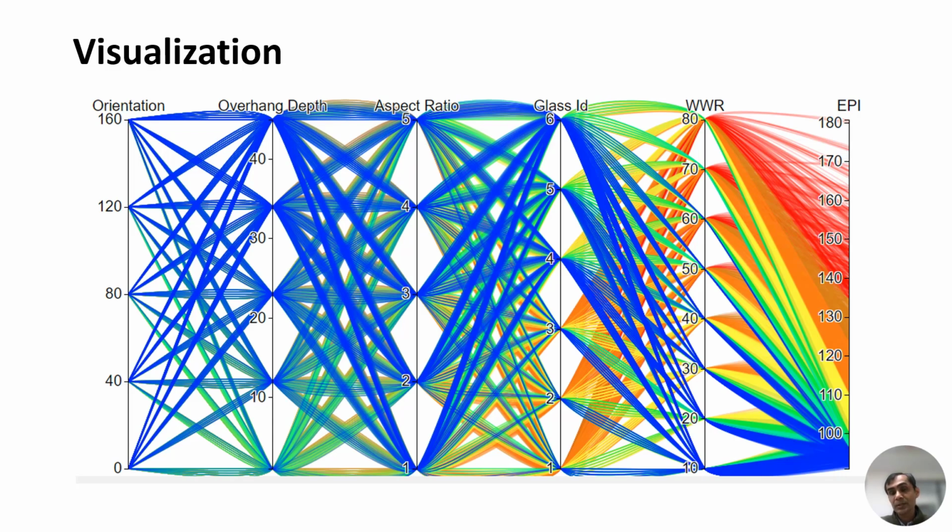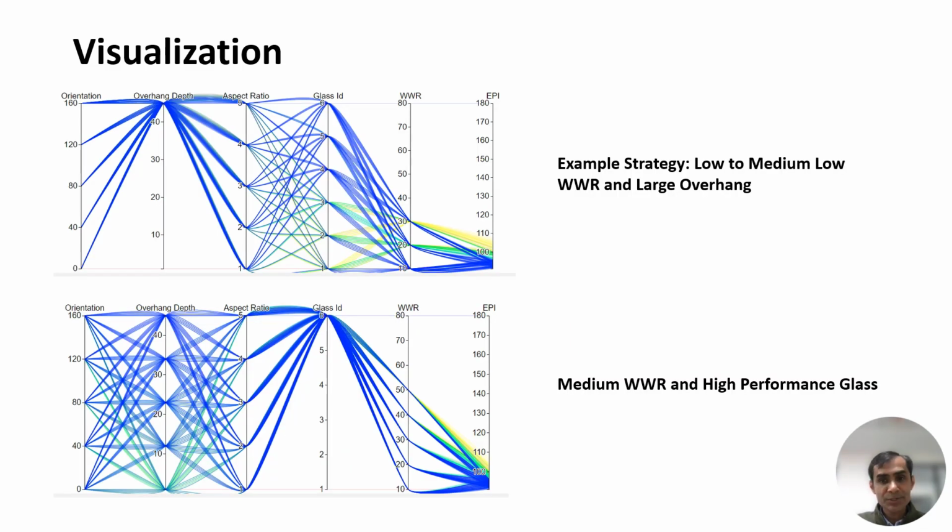We want our energy to be in the lowest range, let's say near 100 kilowatt hour per square meter per year. You want to be in the lowest energy consumption. You can see the blue lines are the range. This chart is an interactive chart. You can see the parallel axis visualization here, where we have shown two strategies. One is low to medium WWR and large overhang. The other is low to medium WWR, high performance glass. If you go with the first strategy or the second strategy, you can have your energy solutions in the minimum energy range.